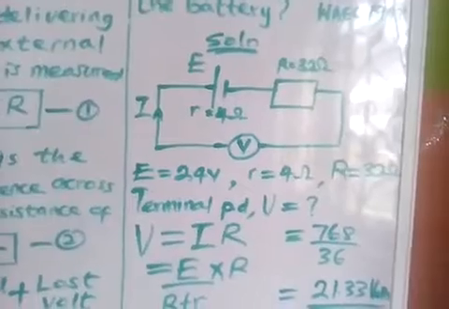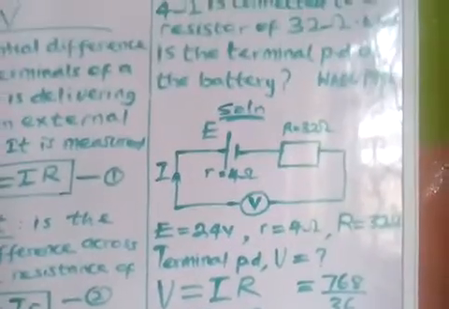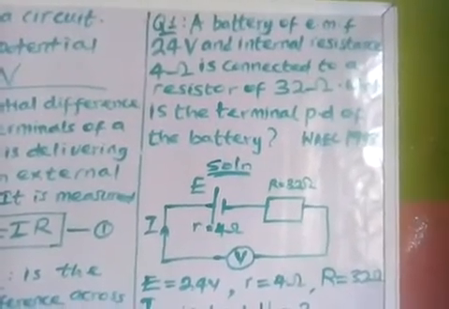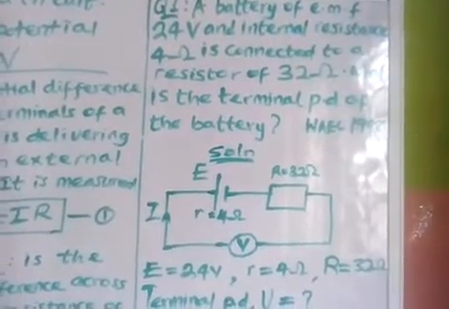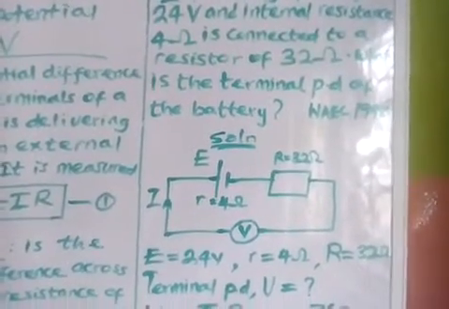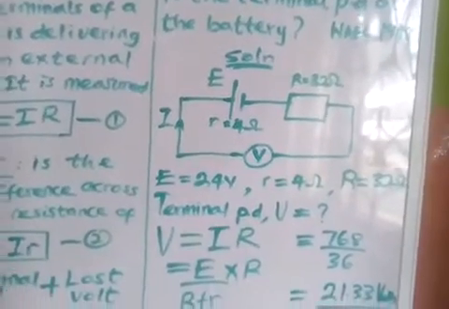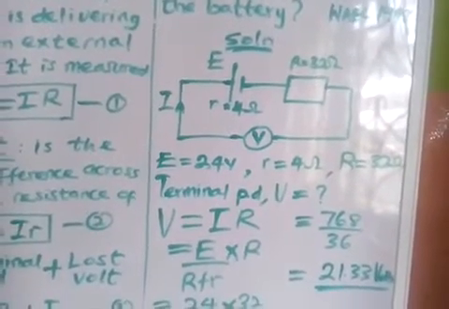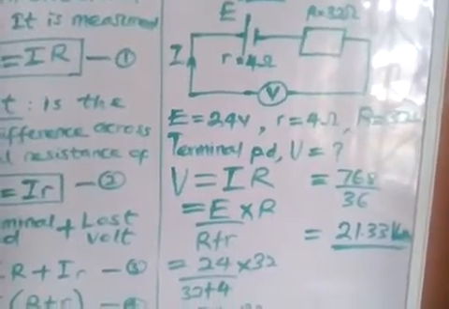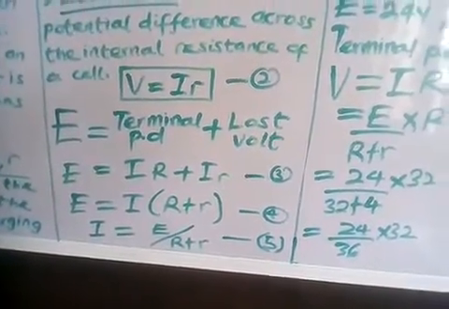These are the diagram and the data supplied. We are given our electromotive force E as 24 volts. We are given our internal resistance r as 4 ohms. And we are given our external resistance, big R, as 32 ohms. We are now to find the terminal PD. Terminal PD, the symbol is big V. And what is our big V? Big V equals IR. And what is this I? I equals E all over R plus r.